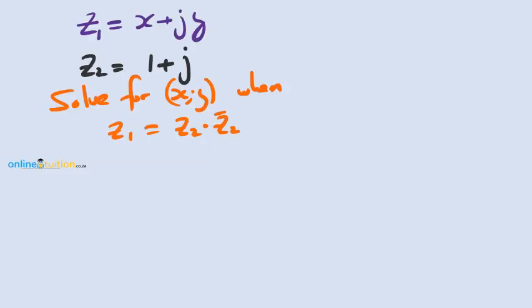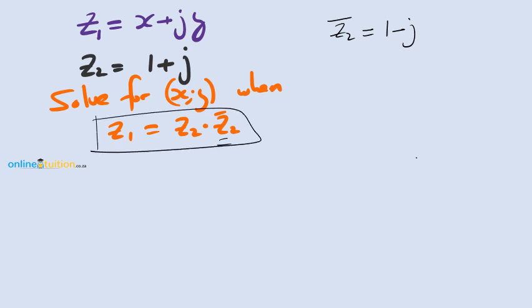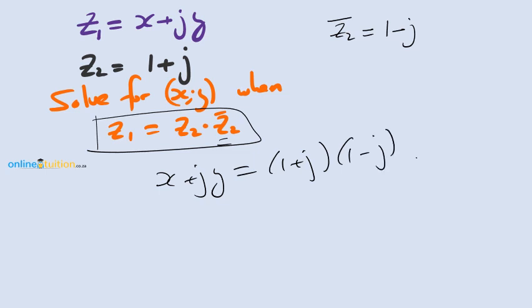Okay, so same problem, and here we go. Firstly, let's look at what a z2 bar is. Z2 bar, learn the lingo, is the complex conjugate of z2. So z2 bar, remember, is 1 minus j. If z2 is 1 plus j, its complex conjugate is 1 minus j. So let's write this equation out. Let's see what we have. z1 is x plus jy. z2 times z2 bar is 1 plus j into 1 minus j.